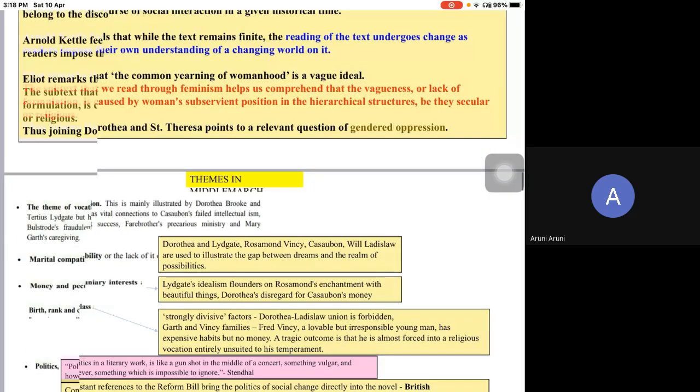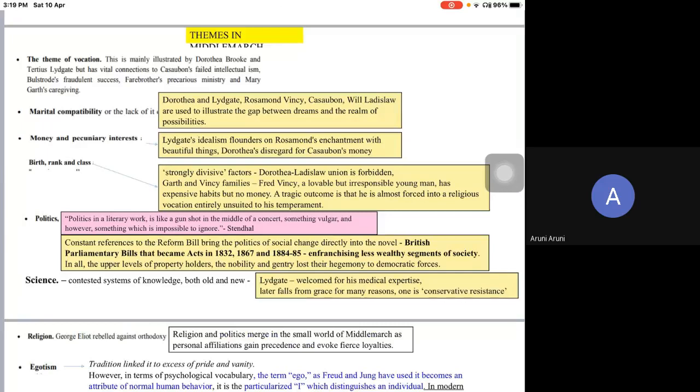Now, going to the next topic, what are the themes in Middlemarch? One is the theme of vocation, the work that one is cut out for. This mainly is illustrated by Dorothea Brooke and Tertius Lydgate, but has vital connections to Casaubon's failed intellectualism, Bulstrode's fraudulent success, Farebrother's precarious ministry, and Mary Garth's caregiving. Each one is committed to and passionate about what they believe in. That is the theme of vocation.